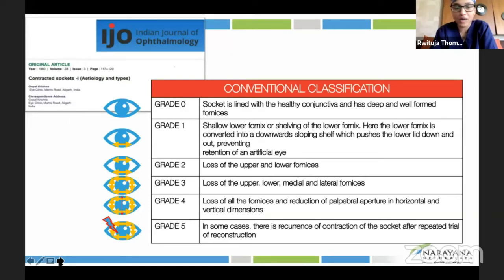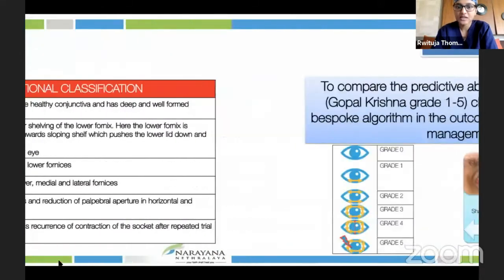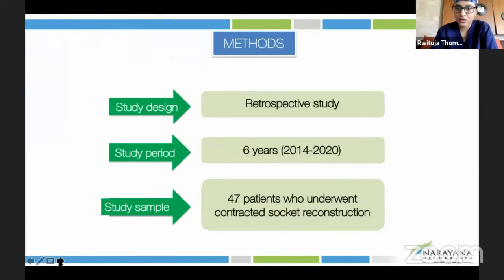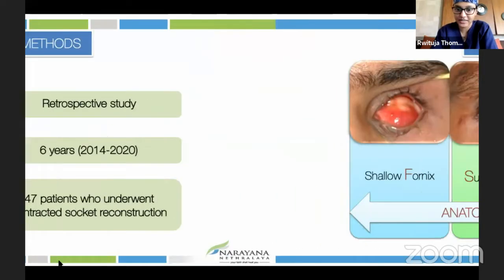So we decided to come up with some algorithm which can unify all the conditions associated with a contracted socket and possibly decide how to manage a contracted socket better. So the aim of our study was to compare the predictive ability of the Gopal Krishna grade 1 to 5 classification versus our bespoke algorithm in the outcome of contracted socket management. So we conducted a retrospective study on our group of 47 patients who underwent socket reconstruction.